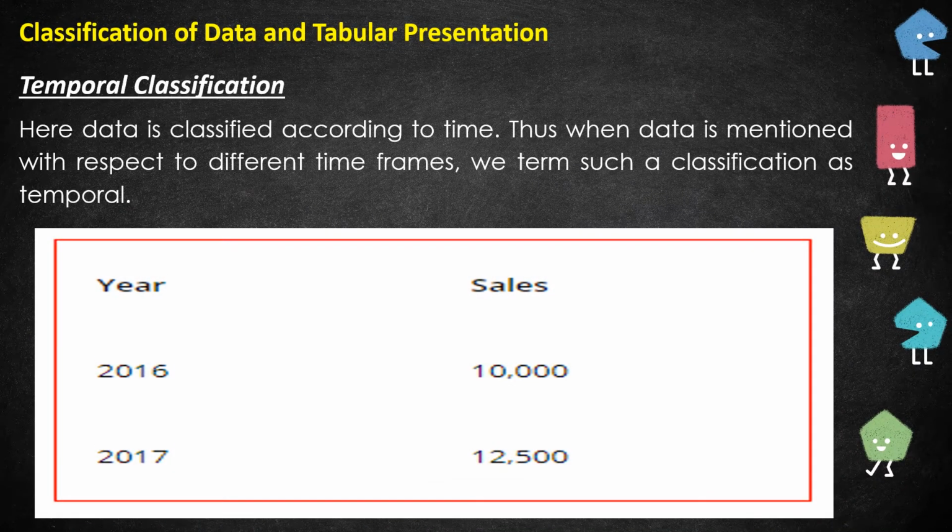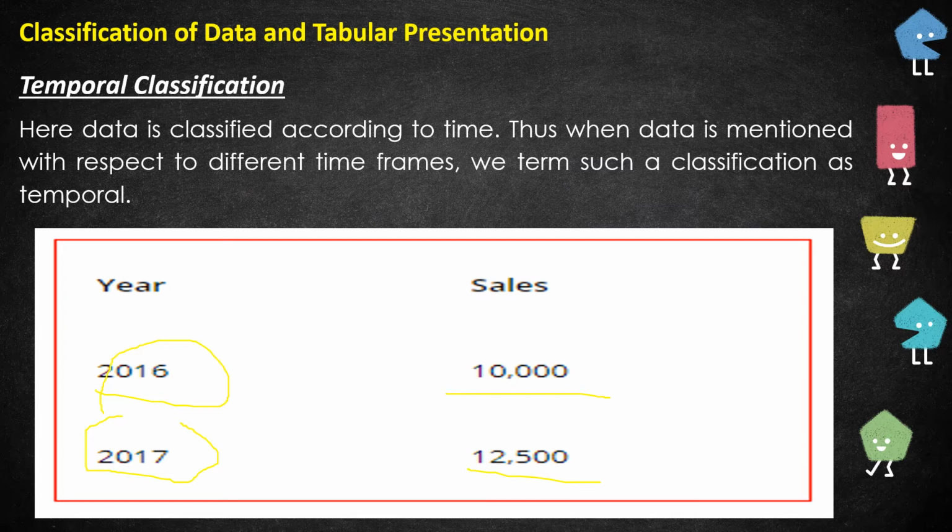Then we also have what we call temporal classification. When the data is mentioned with respect to different time frames, we term such a classification as temporal. So, for example, as what we have here, in 2016 we have 10,000 sales. In 2017, we had 12,500 sales. That is an example of a temporal classification.